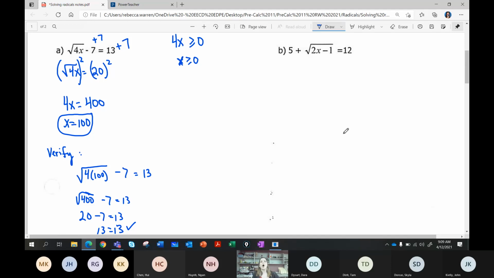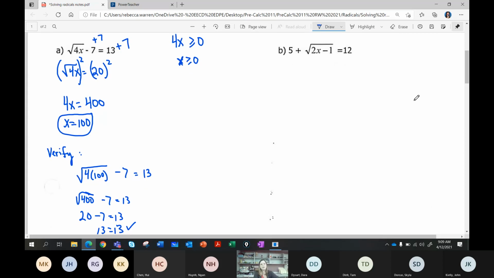With radicals, you always have to verify. It's not like rationals where sometimes we made you do it and other times we didn't. Radicals are a little weird where sometimes, even if x is definitely greater than 0, you will get numbers that satisfy the restrictions but are still extraneous. So you have to check every single one. All right, so let's look at example B.